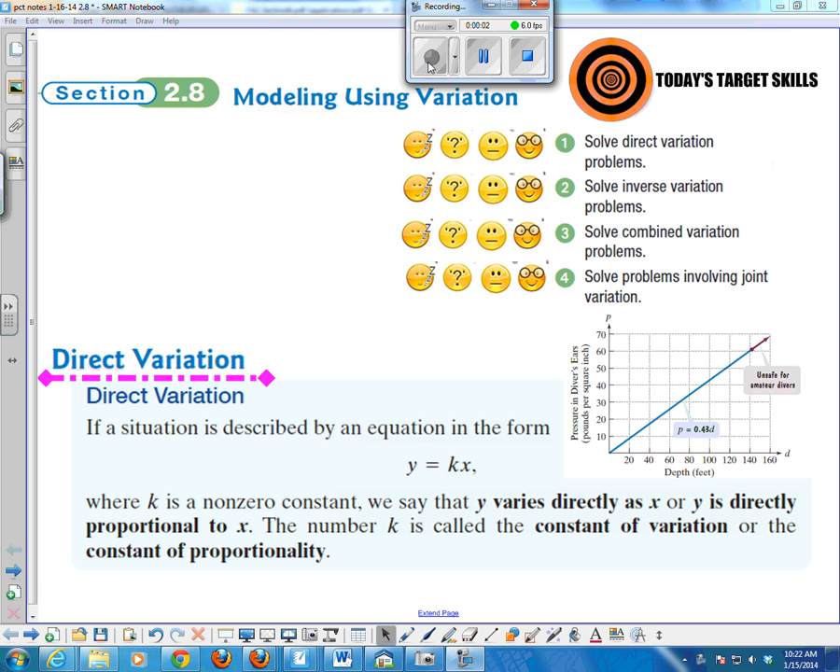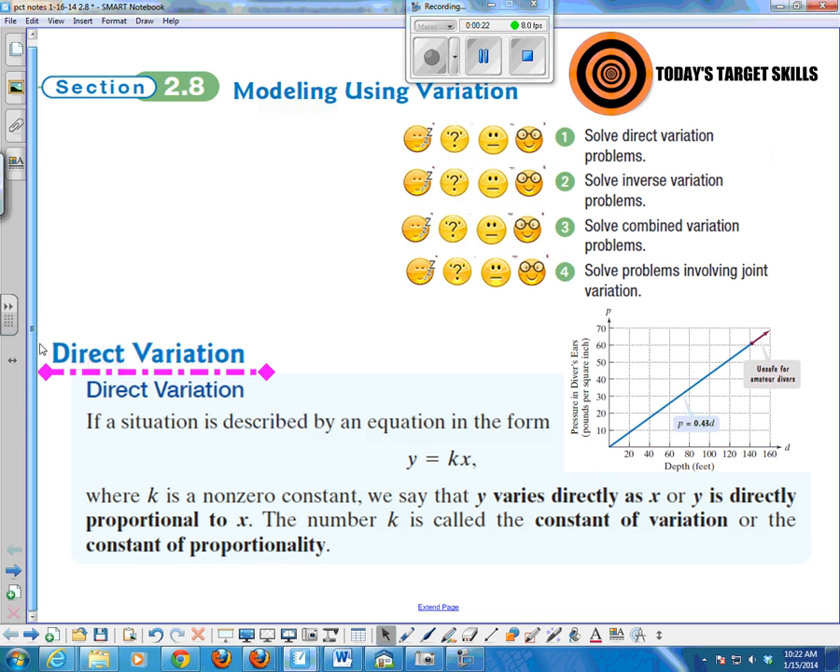These notes cover section 2.8, modeling with variation. The objectives are here on the right: solve direct variation problems, solve inverse variation problems, combined variation problems, and joint variation problems. So the first type we're going to talk about is direct variation.